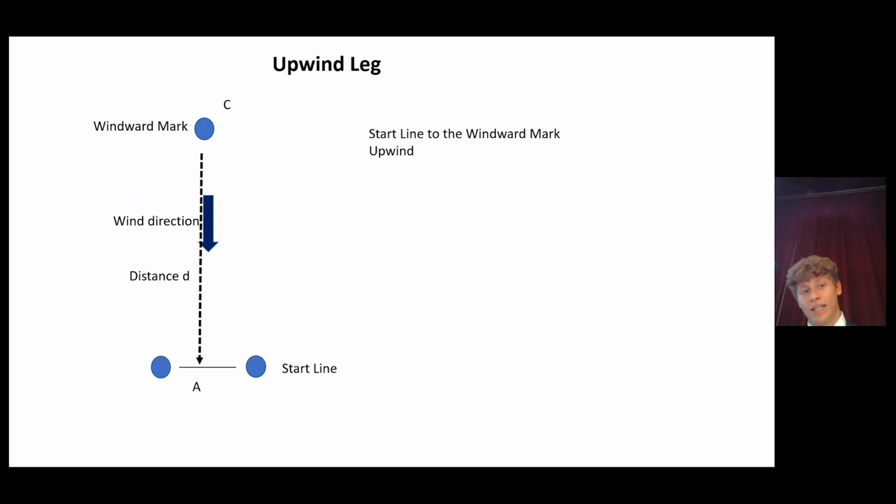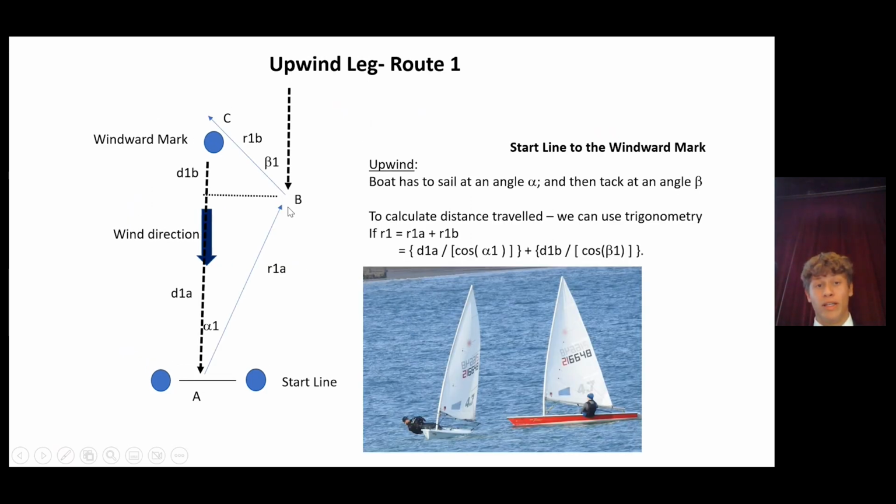So this is an upwind leg. You would go from the start line here and you would try to go to a point B. You can zigzag up, but the point is you have to sail at an angle, alpha 1, to point B. You would change directions, and tack in sailing terminology, and then make your way towards point C. You can calculate the distance of this using d1a divided by cos alpha 1 plus d1b divided by cos beta 1, as you can see here in the diagram.